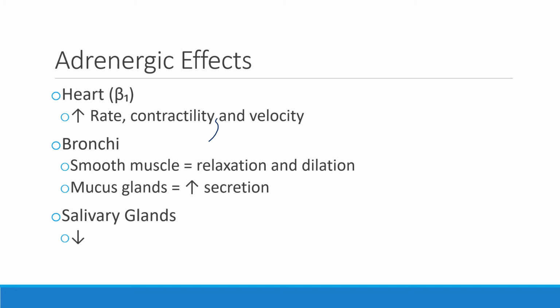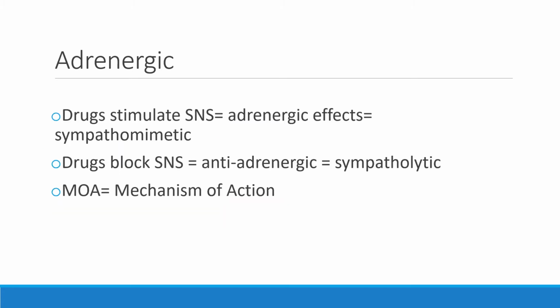Now, when we're looking at beta 1 for your bronchi, right? When we're looking at bronchi, your smooth muscles will relax and dilate. You're going to increase secretions in your mucus glands, right? Increase. And then you're going to decrease your saliva production. So that would be your beta 1 adrenergic effect on both the heart and the bronchi.